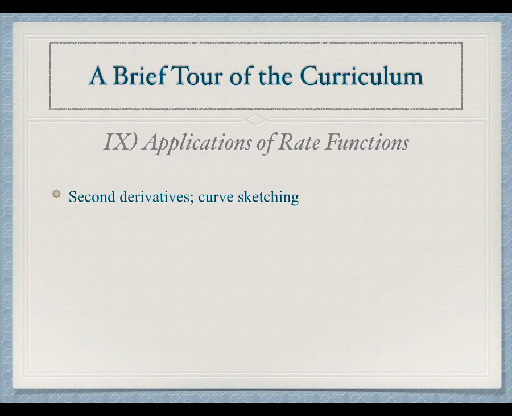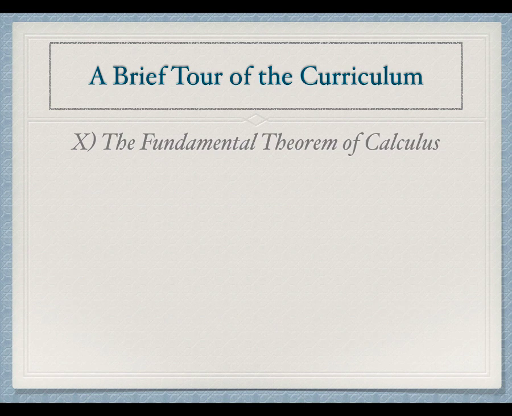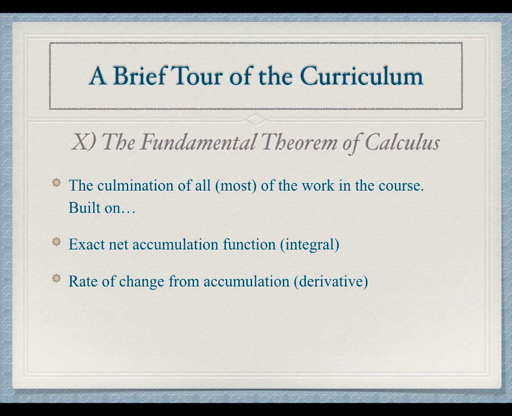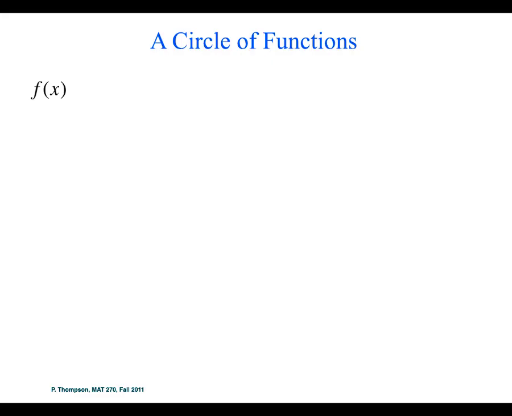Okay, applications of rate functions: second derivatives, curve sketching, related rates, optimization. This feels a little more like the traditional course, except we're just going to keep the focus on rate of change functions and accumulation functions. We're really going to train them to understand the problem, model, and represent. And then at the end of the course, the fundamental theorem of calculus is the culmination of most of the work in the course. It's built on our exact net accumulation function, our rate of change from accumulation, so derivative, and then the derivative rules leading to knowing closed forms for integral functions, antiderivatives. So all that work that we did really builds the fundamental theorem of calculus.